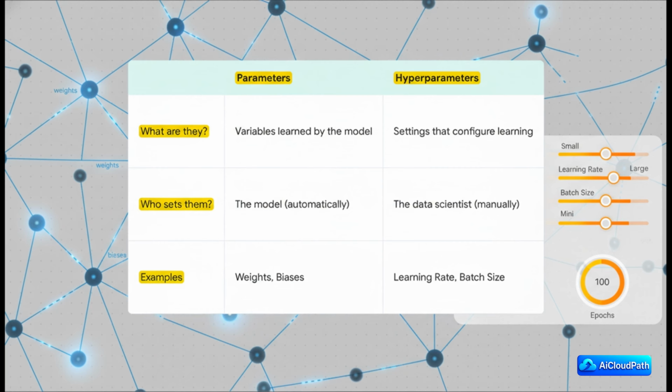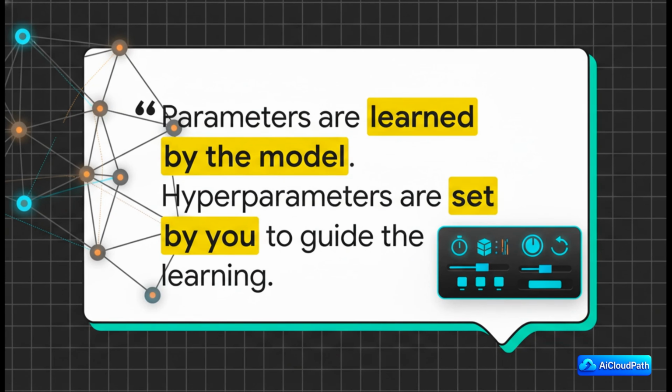Now on the right, we've got hyperparameters. What are they? They're the settings you use to configure the learning process. Who sets them? You do, manually, before training begins. Think learning rate, batch size, and epochs. Look, if you remember nothing else from this entire explainer, remember this one sentence. Parameters are what the model learns. Hyperparameters are how you tell the model to learn. That's it. That's the whole game right there.